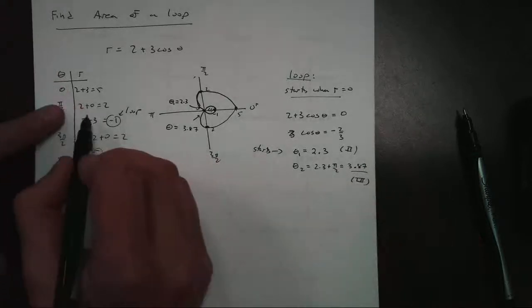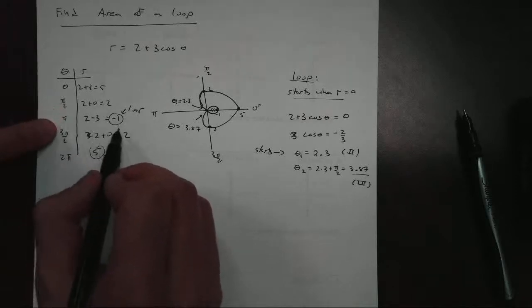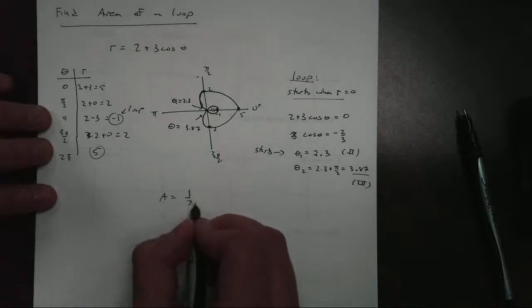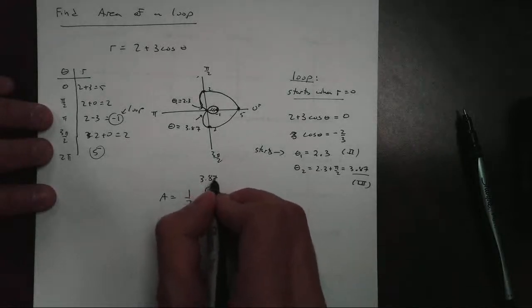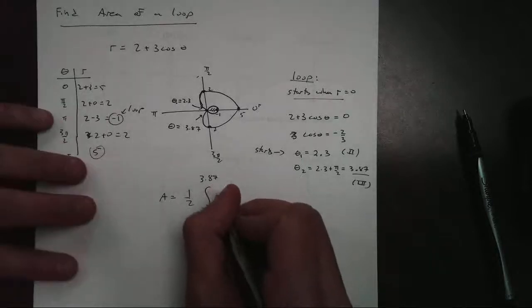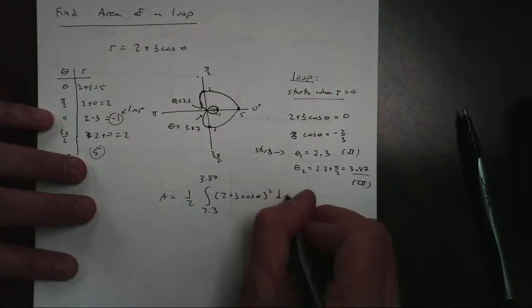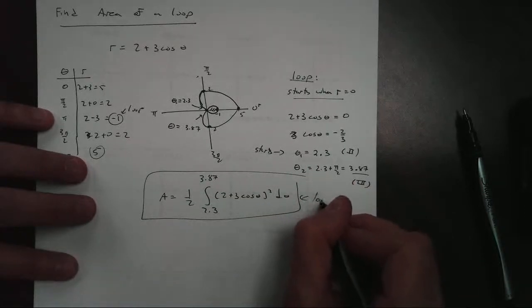How do we know that? We got that from here. In the second quadrant, we know it crossed 0, and in the third quadrant, we know it crossed 0. So my equation to get the area is 1/2 the integral from 2.3 to 3.87. And I'm just going to type in my equation, (2 plus 3 cosine theta) squared d theta. And that will give me the area of the loop.